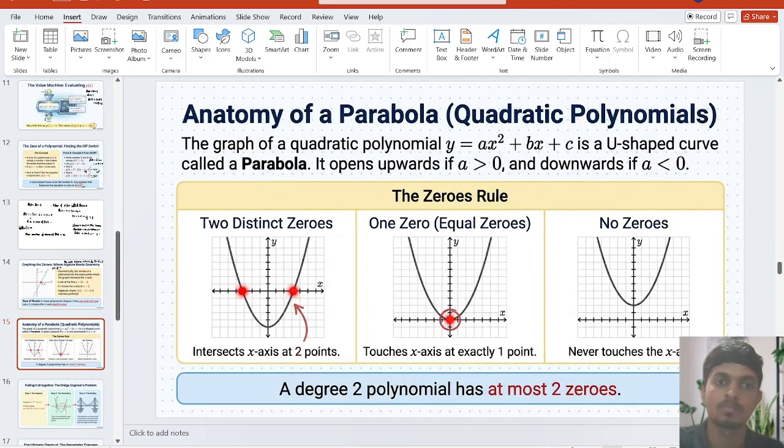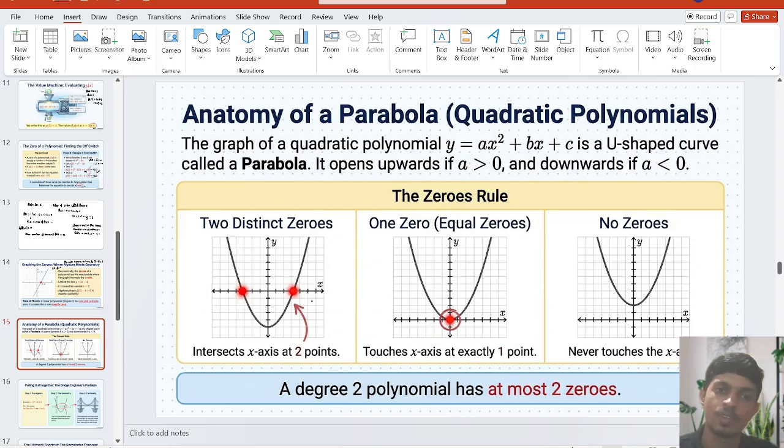So next, how to form the graph of quadratic polynomials. Suppose ax square plus bx plus c is a U-shaped curve called a parabola. It will be discussed in detail in class 11. It opens upward if a is greater than 0 and downward if a is less than 0. Then it intersects the x-axis at 2 points, touches the x-axis at exactly 1 point, or never touches the x-axis. Okay, so these are the 3 cases.